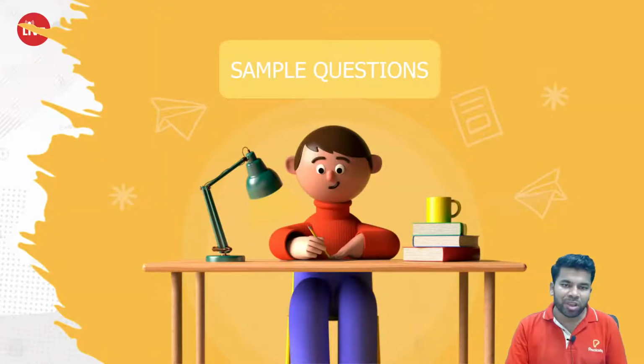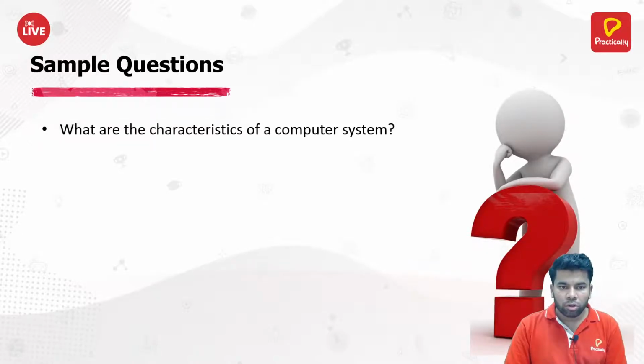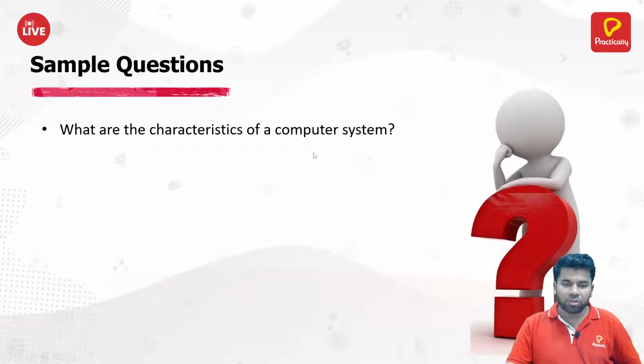Now there are some sample questions which may be asked in the term 2 examination from this chapter, this session. I have taken some of these sample questions here. What are the characteristics of a computer system? In the first 2-3 slides we discussed the different characteristics: speed, reliability, accuracy, automation. The computer system will not get tired. It has memory, it will store the data. These are all the different characteristics of the computer system.